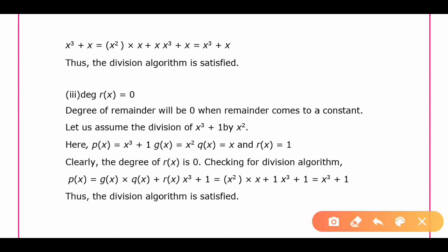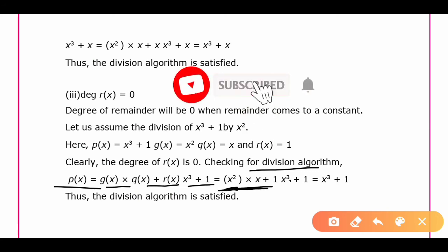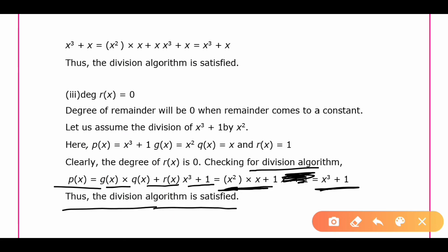Checking the division algorithm, p of x is equal to g of x into q of x plus r of x. So x cube plus 1 will be equal to x square into x plus 1. Okay, and that one will be equal to x cube plus 1. Thus, the division algorithm is satisfied.